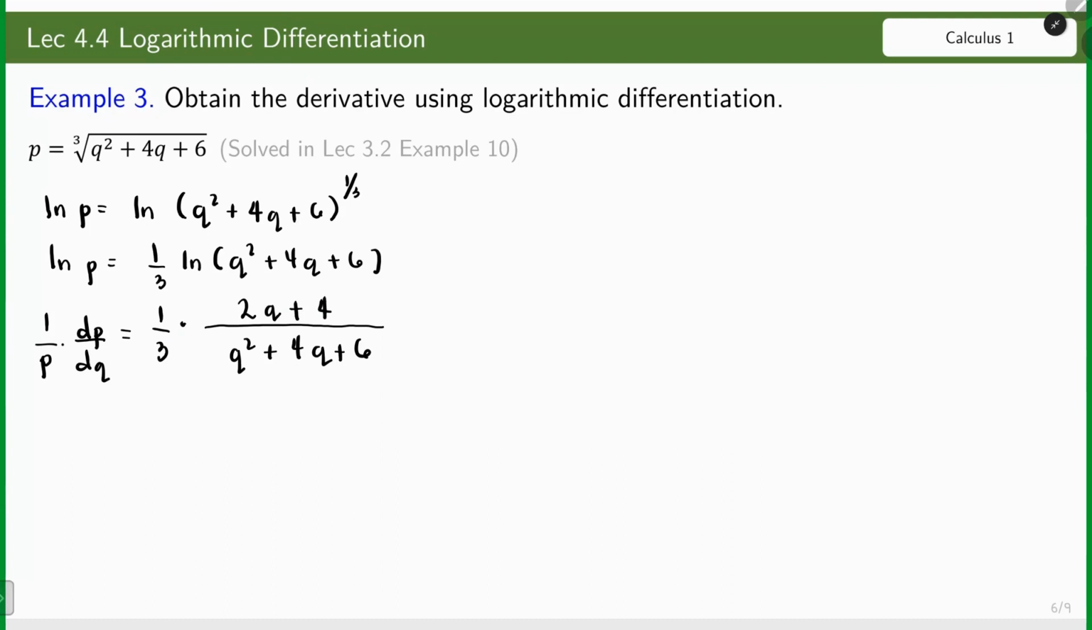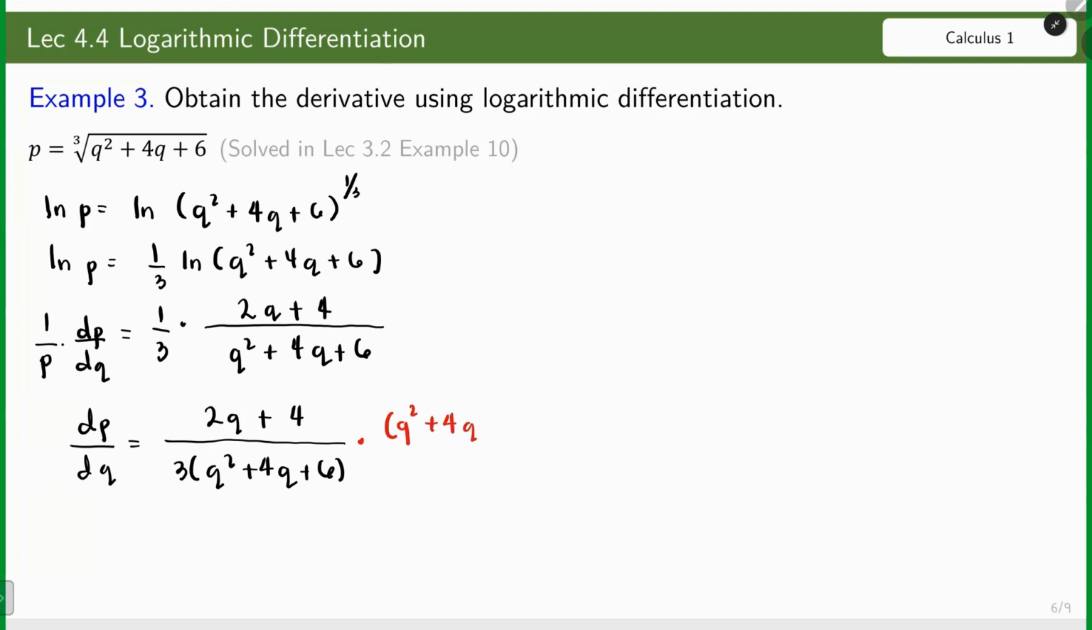Okay, next, multiply both sides of the equation by p. So we have 2q plus 4 all over 3 times the quantity q squared plus 4q plus 6, and then times p. Okay, we can now write the p here. P is the given, raised to 1/3.